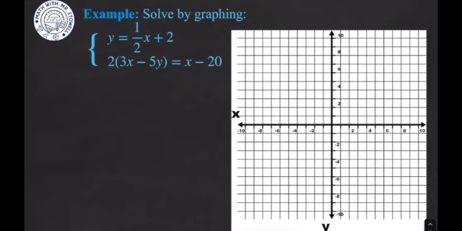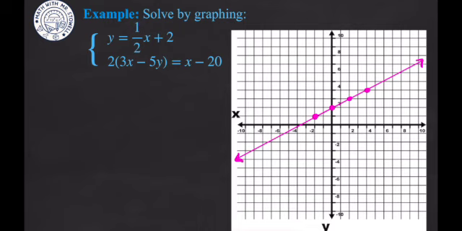Let's do another example. Solve by graphing. The first one is nice because it is already in slope-intercept form. So we have the intercept being at 2. Slope is 1 over 2. So we rise by 1, run by 2, rise by 1, run by 2. It's very similar to the other method that we had over there, the other equation. So we have this line that we are going to graph right there.